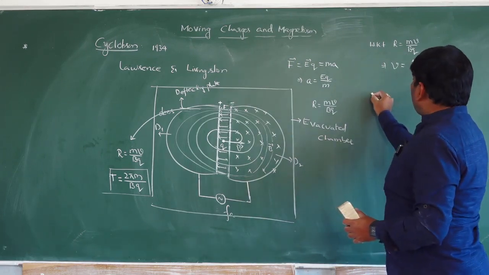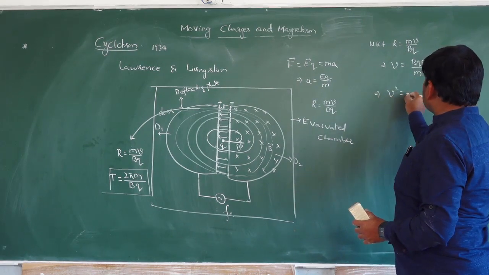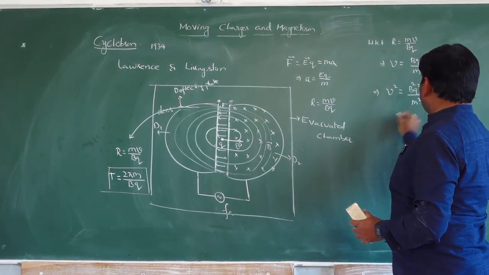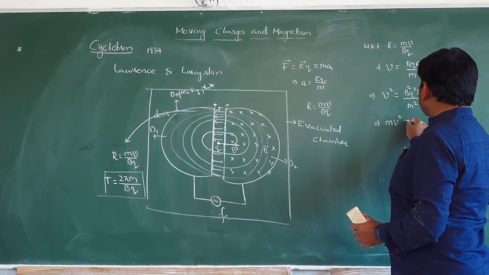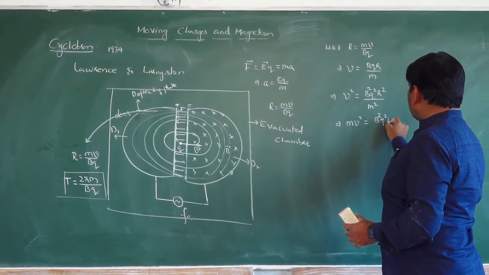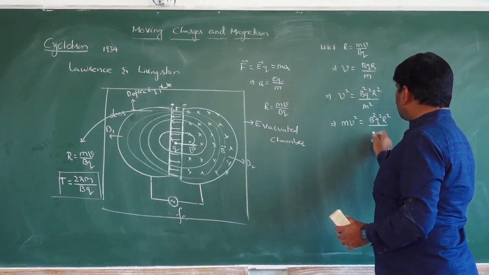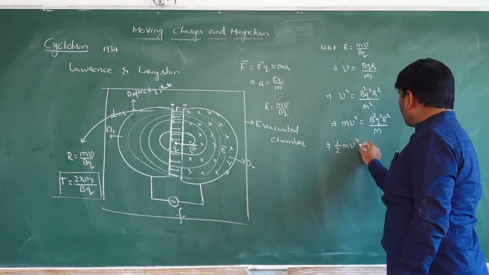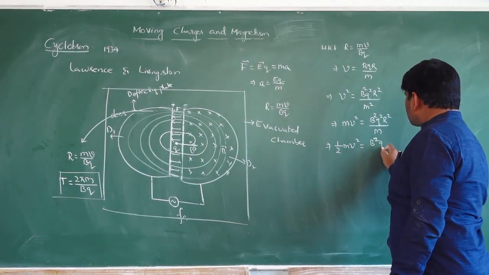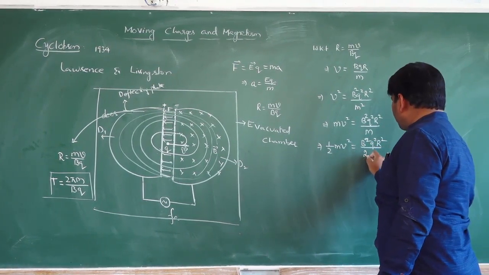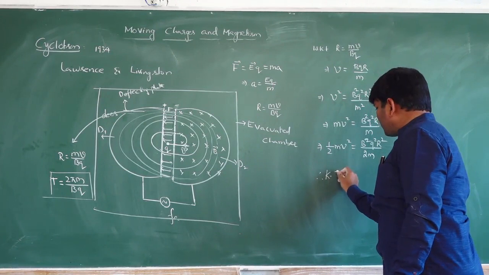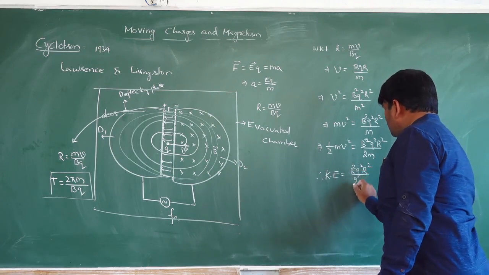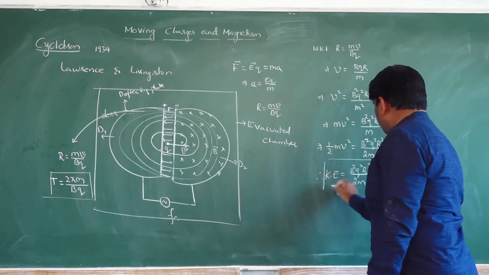Now, this implies v square is equal to b square q square r square divided by m square. From this, m into v square is equal to b square q square r square divided by m, since I brought this side, only one m will remain. So I can also write it as half mv square is equal to b square q square r square divided by 2m. Therefore, kinetic energy of the charged particle is equal to b square q square r square divided by 2m. This is the formula for kinetic energy of the charged particle.